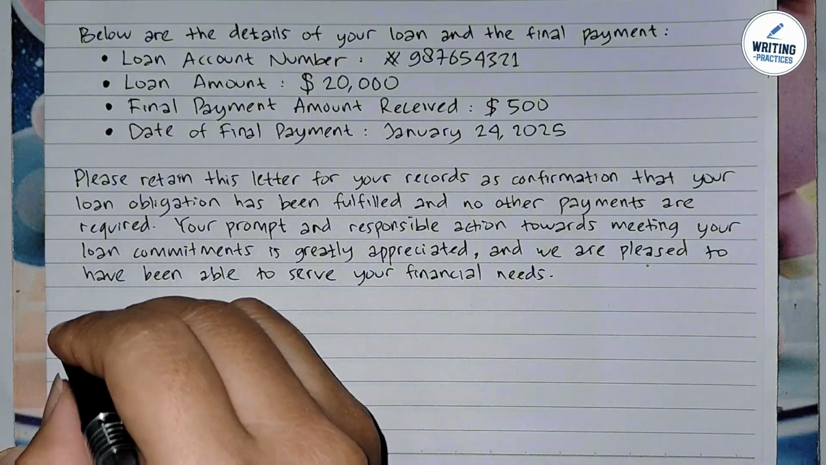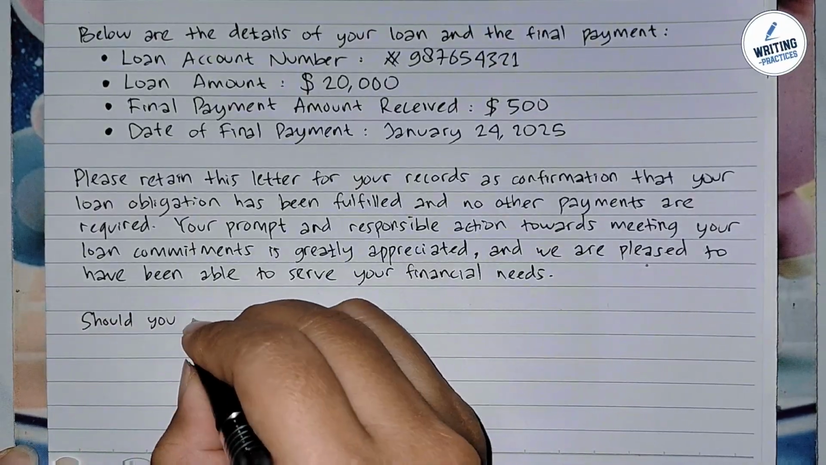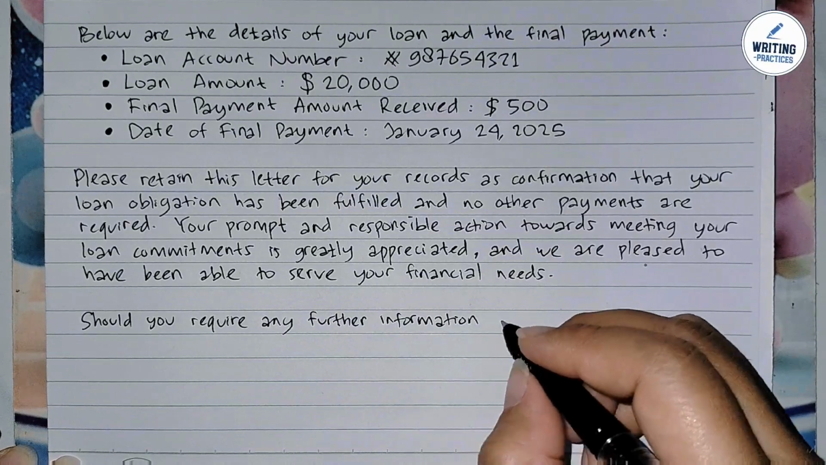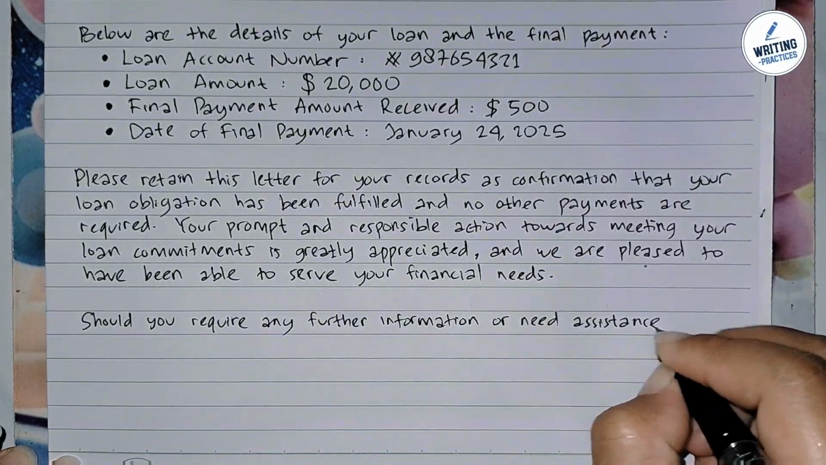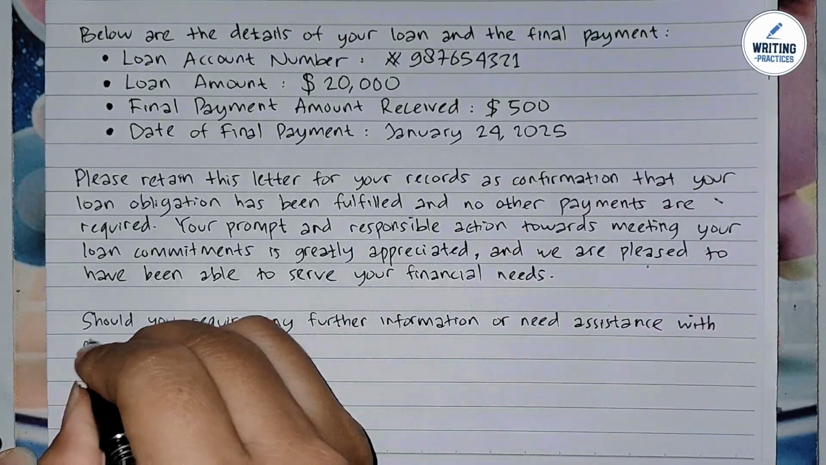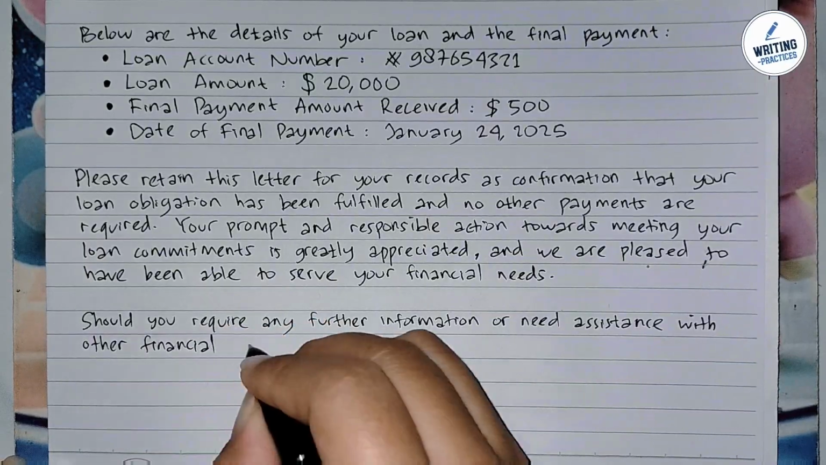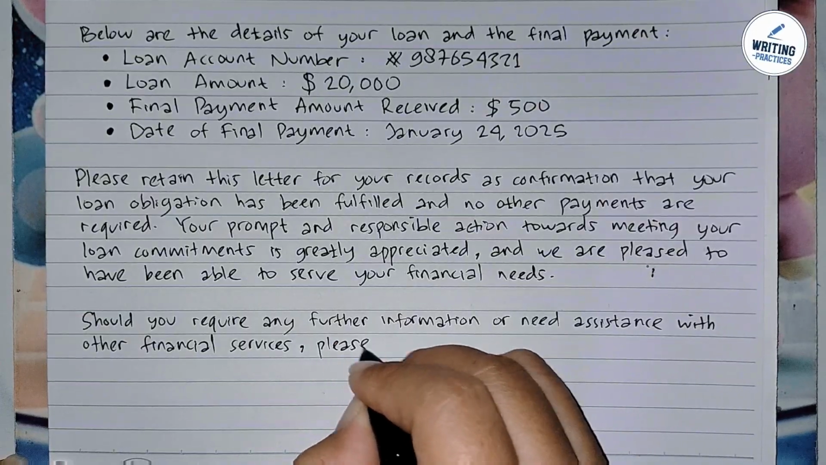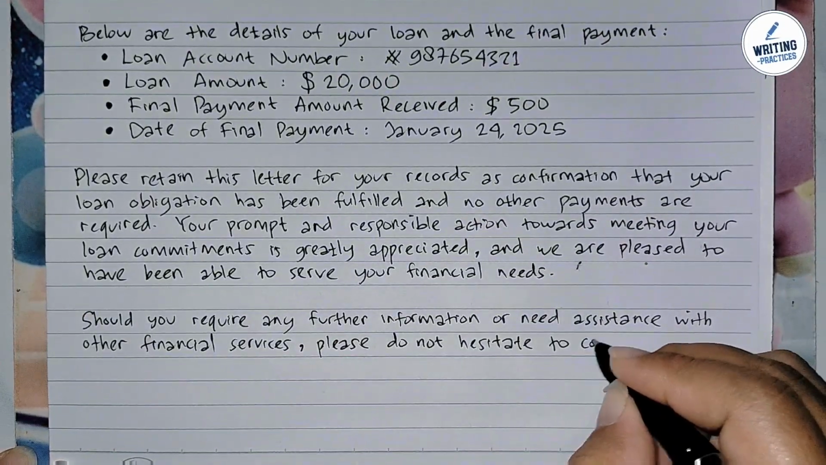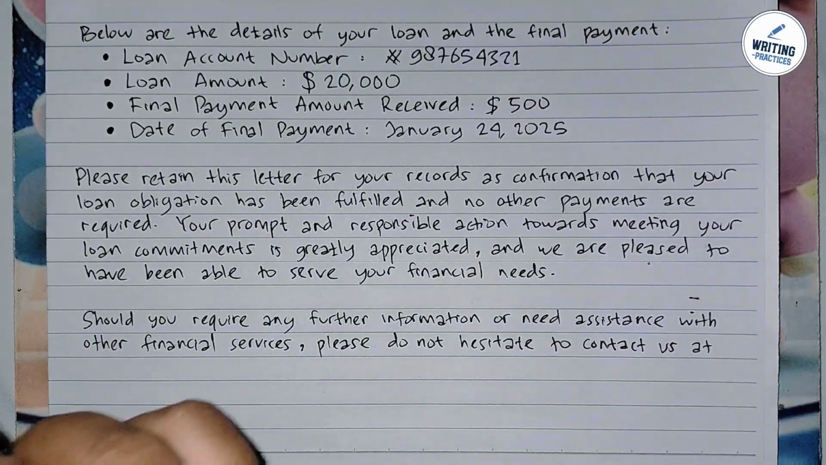In paragraph 4, this is the part where you offer further assistance. In this section, you can extend an invitation for further assistance. It should demonstrate the lender's ongoing commitment to customer service. By doing so, it is highly recommended that you give your contact information. They can be phone number and email address. And this is the example of how you write it.